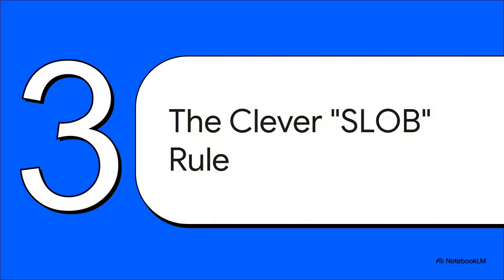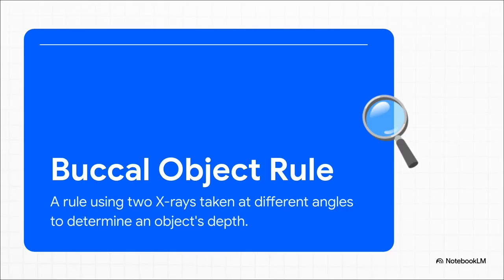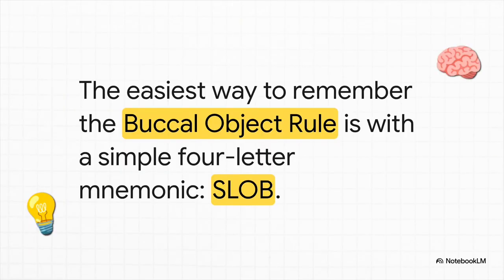Well, they use this brilliant principle that's wrapped up in a simple and, honestly, a very memorable rule. Now, officially, this trick is known as the buccal object rule. At its core, it's a method that uses two X-rays, not just one, taken from slightly different angles, to finally figure out an object's true depth. And the easiest way to remember how this rule works is with a simple four-letter mnemonic, S-L-O-B, slob.